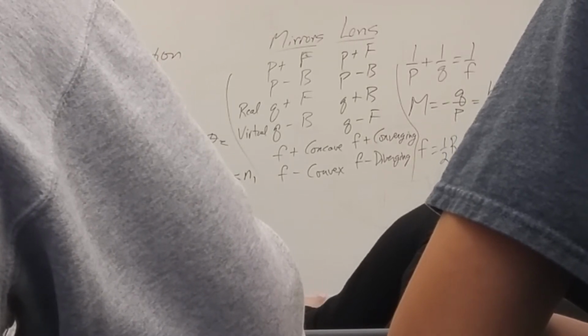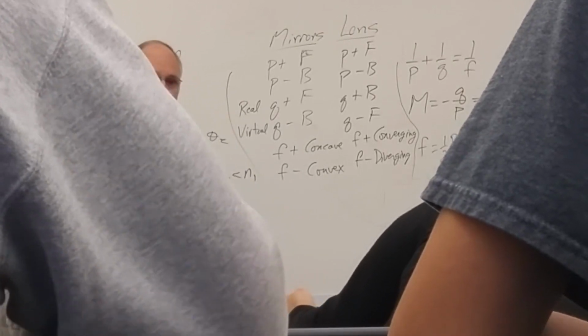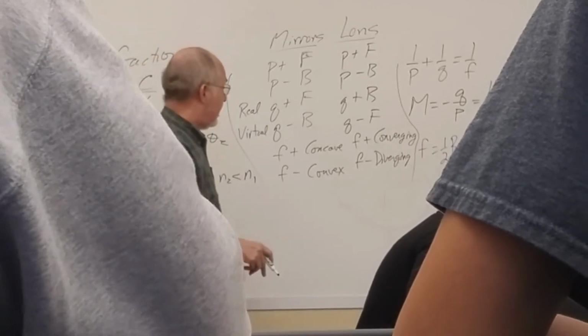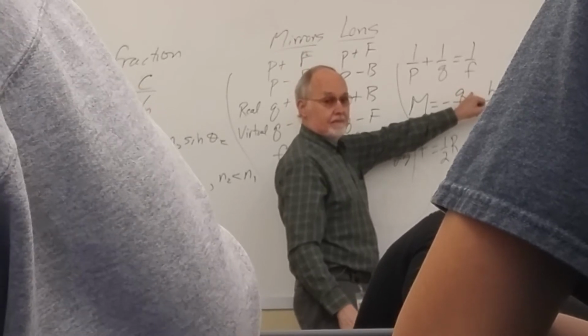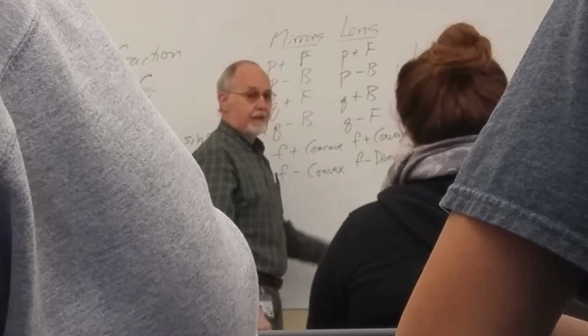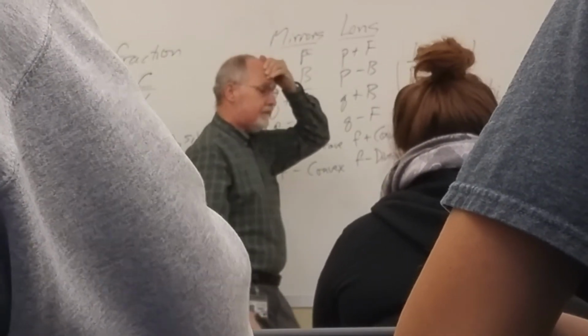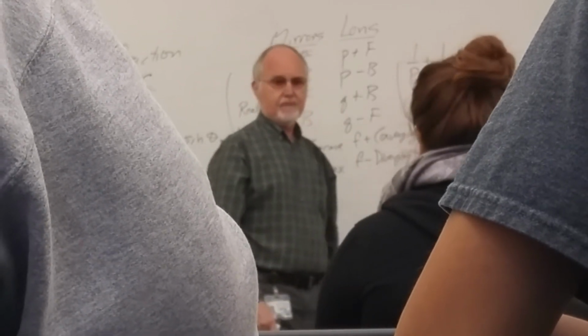But if it just says this is a convex mirror with a focal length of 20 centimeters, it doesn't give you the negative on that number. Well, when you go to this equation, you still have to put that number in as a negative number if it's either convex or divergent. Okay? So all your mirrors and lenses problems, you're going to be using these equations.